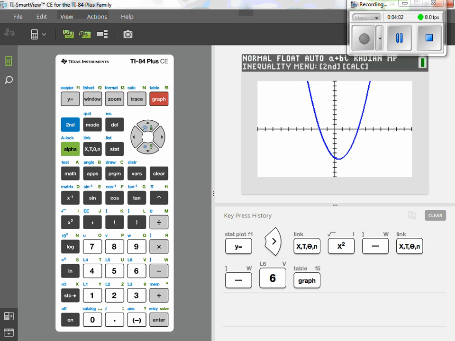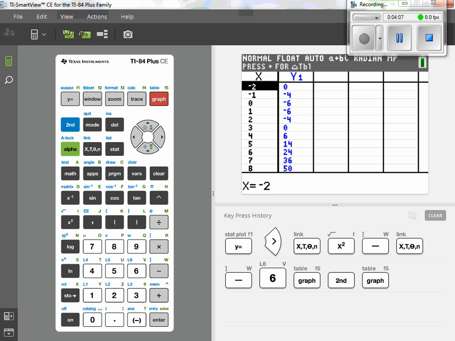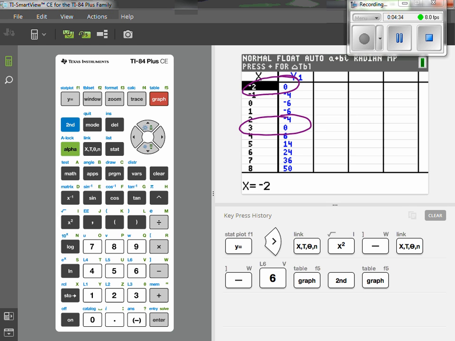So what we can do is if you do second graph, you'll pull up a table. And again, when we're graphing these, we're trying to find out what value of x will make the value of y equal 0, or what value of x will make this quadratic equal 0. Now, I see 2 values. One of them is when x is negative 2, and the other is when x is 3. Because when we plug those in, the y value is 0.